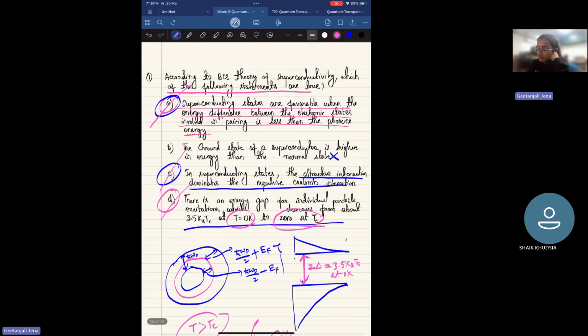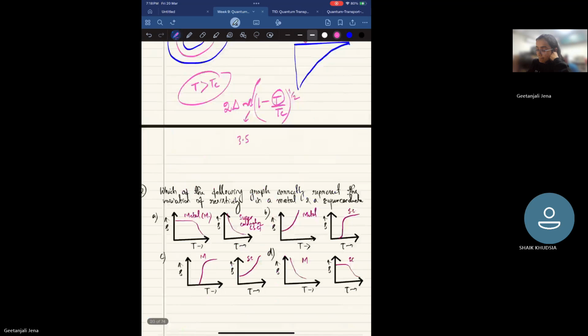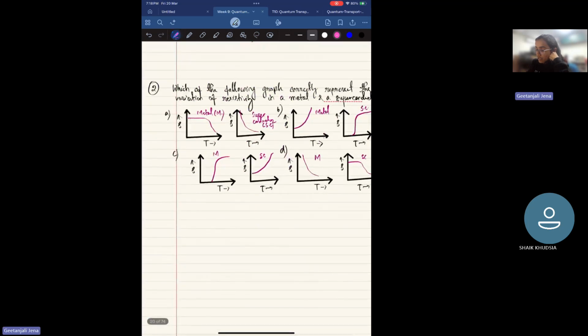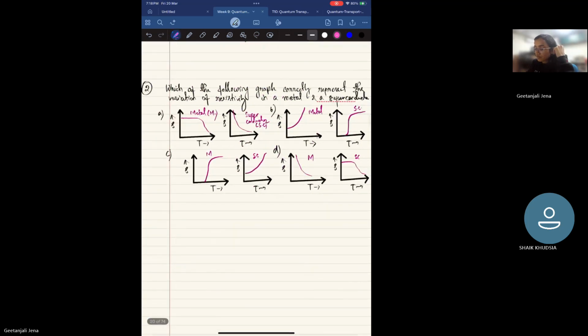This was question one. Okay, question 2. Which of the following graphs correctly represents the variation of resistivity in a metal and a superconductor? Two graphs are given for each option, one for metal and one for superconductor. So we need to identify which option is correct for the variation of resistivity for metal and superconductor.